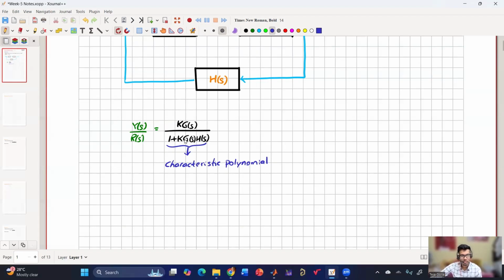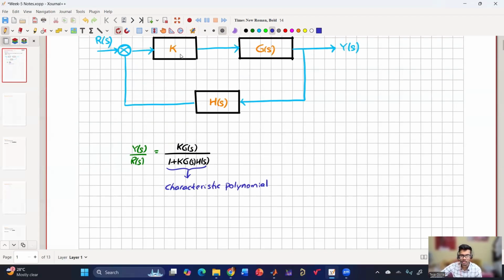And how are we doing that? By varying k. So k is a parameter that we can vary. Here it is considered to be a gain, but it can be part of the system anywhere. But for simplicity, we are considering it to be separate from the system transfer function. So we'll be varying k and then see how the roots are moving.